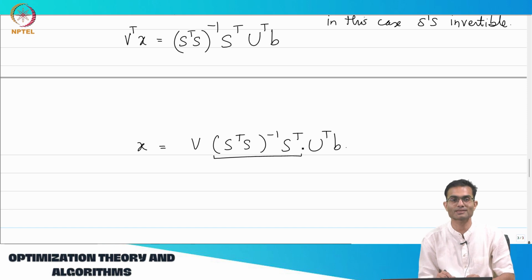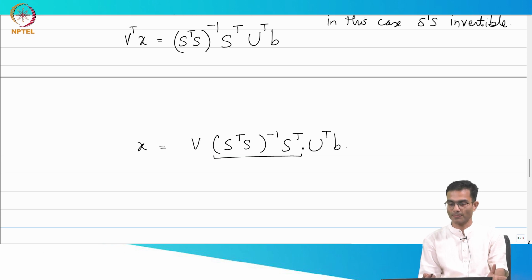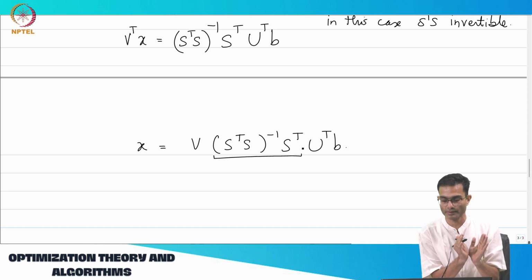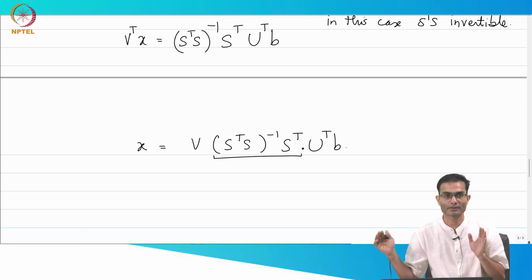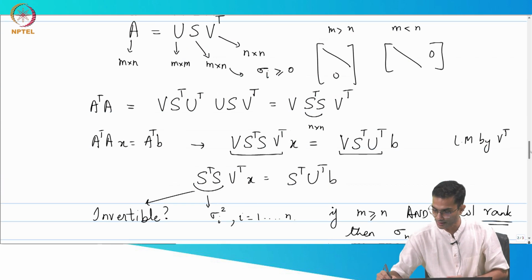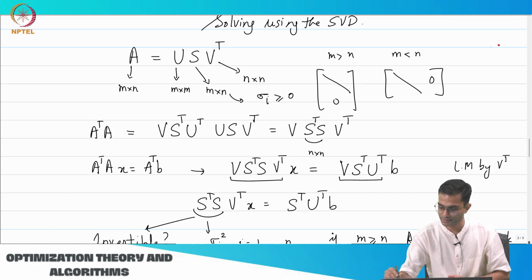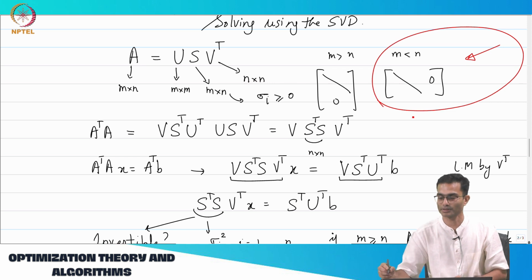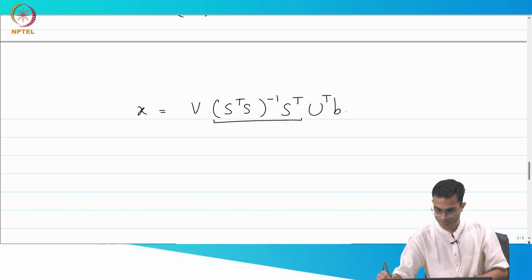Is this underlined term going to be something simple? S transpose S inverse is a square matrix. What are the entries? 1 by sigma i squared. That's getting multiplied by S transpose. What will I be left with? 1 by sigma i kind of thing. But we have to do it a little carefully, because I'm multiplying a square matrix by a fat matrix. S transpose is now a fat matrix, and it looks a little bit like this.